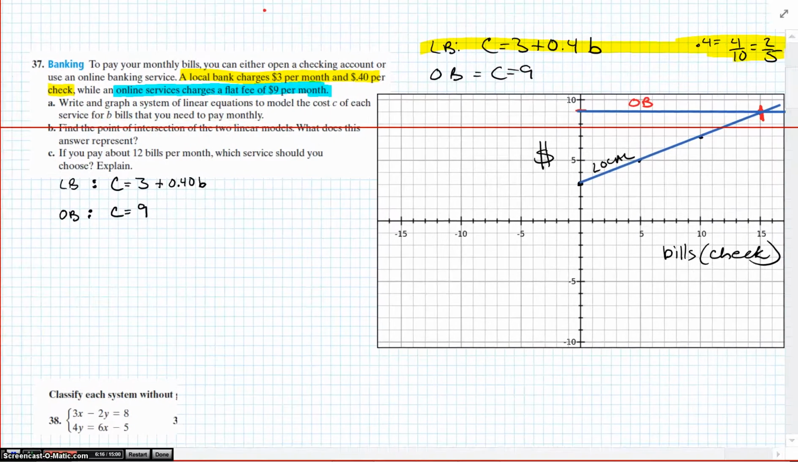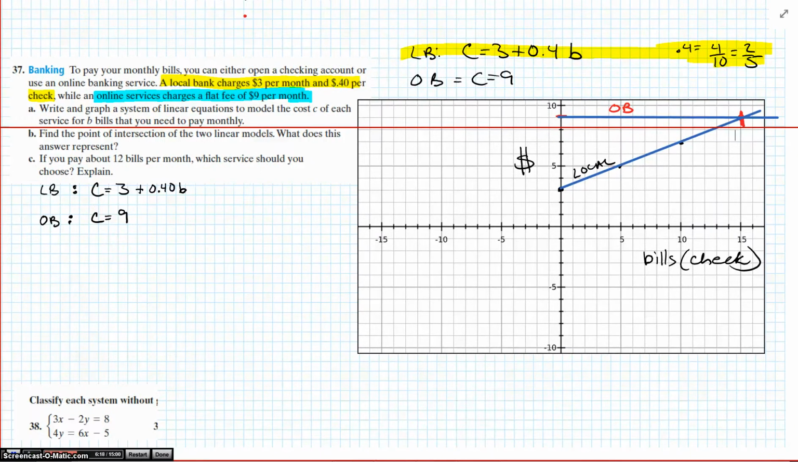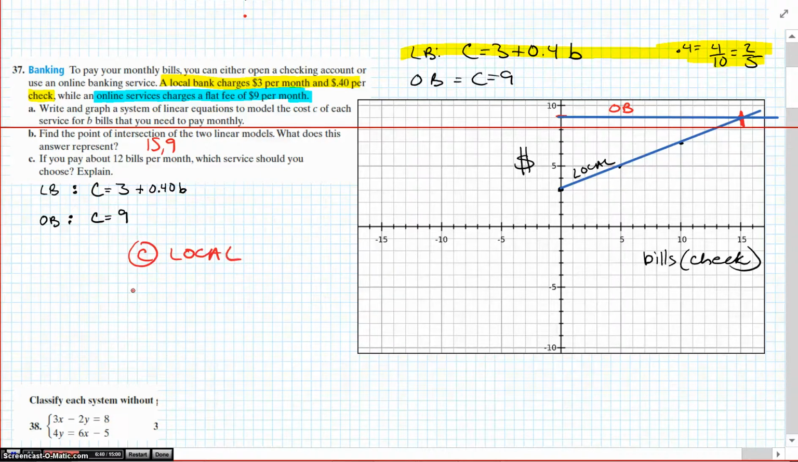So here are the questions now. Find the point of intersection. Well, the point of intersection was 15, 9. If you pay 12 bills per month, which service should you choose? All right. Well, basically, anything under 15 bills a month, I should use the local. So part C is my local. And again, part B was 15, 9.